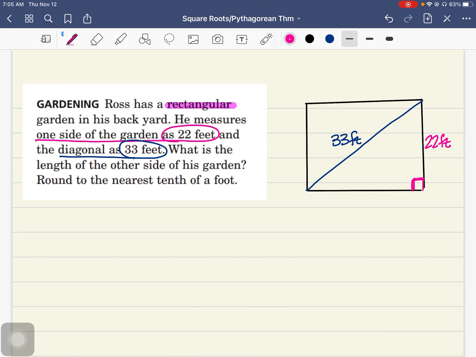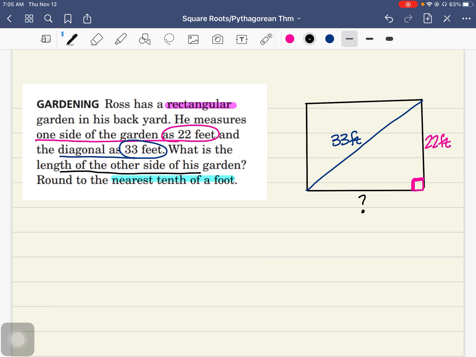And because it's a rectangle, that's a right angle. They want to know what is the length of the other side. Round the answer to the nearest foot. Okay, so round your answer to the nearest foot. They want us to find the length of the other side. So they want us to find this right here.